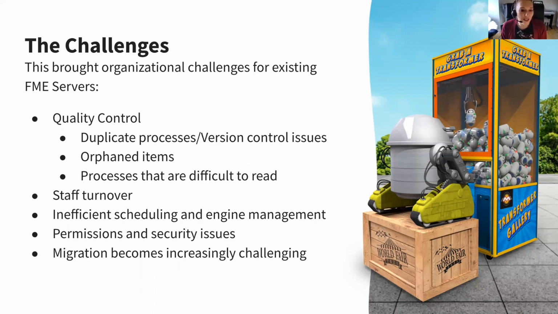So what were the challenges for these existing FME Servers over time? These are things that we've run into with clients. Quality control issues: duplicate processes, version 1, version 2, version 3, not named so nicely, and then we don't know which is the good one anymore. Orphaned items, so subscriptions and notification services items that are no longer being called by or attached to anything. And processes that are difficult to read. You try to see what it's doing, but it's not clear what it's reading, what it's writing, where all the dependencies are going.